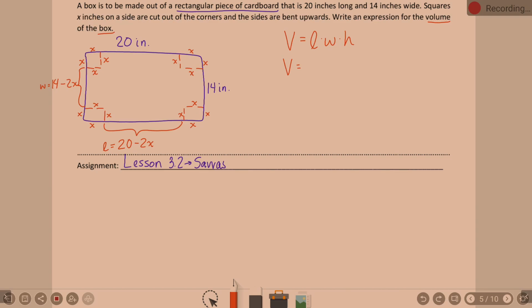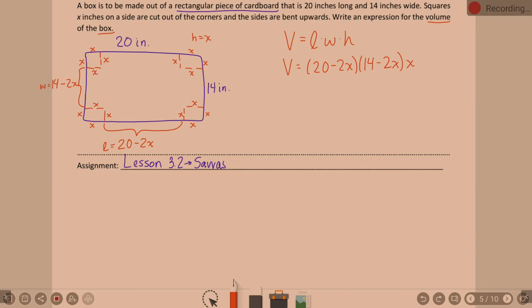I don't really have a good way to show that, but you end up with the height is x. So the length, 20 minus 2x. The width, 14 minus 2x. The height, x. Now, the name of the game today is adding, subtracting, multiplying. Do we get to leave it like this? Nope. In a normal scenario, I'm not against you leaving it like this, but Savas is going to require you to go farther.